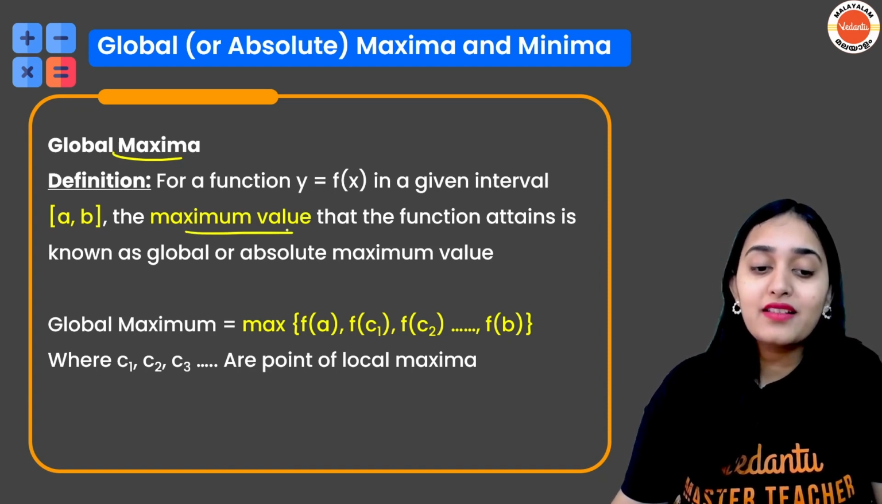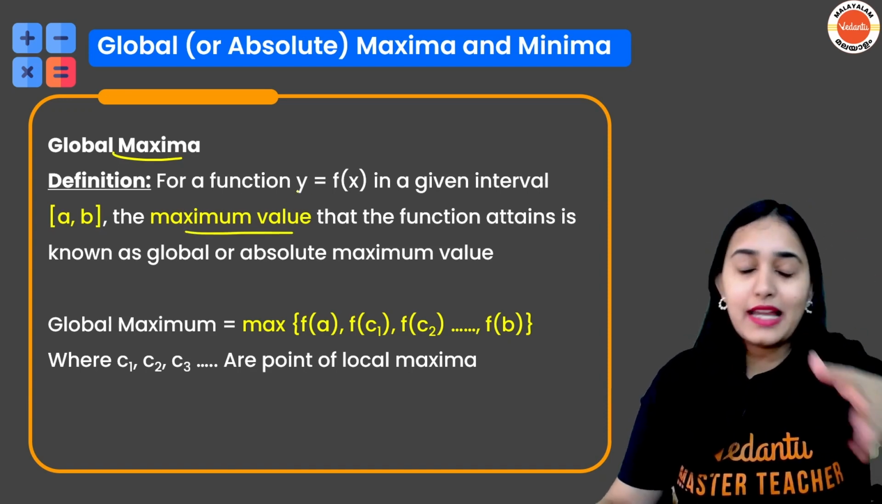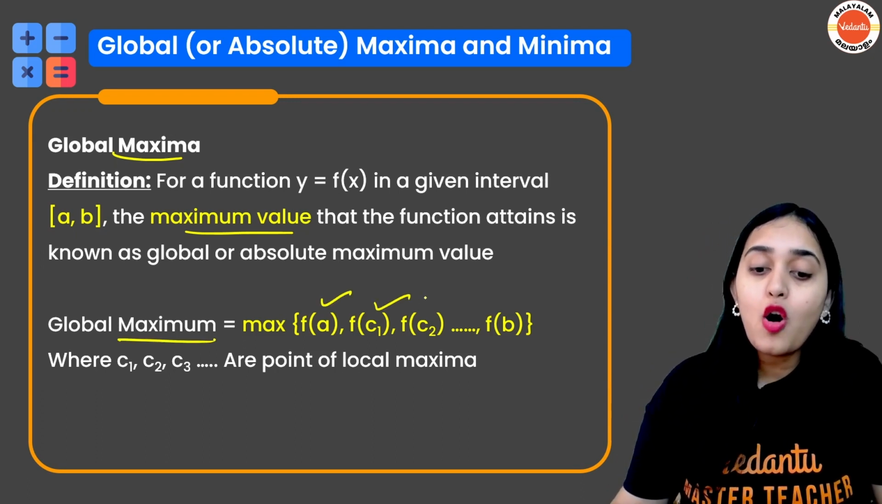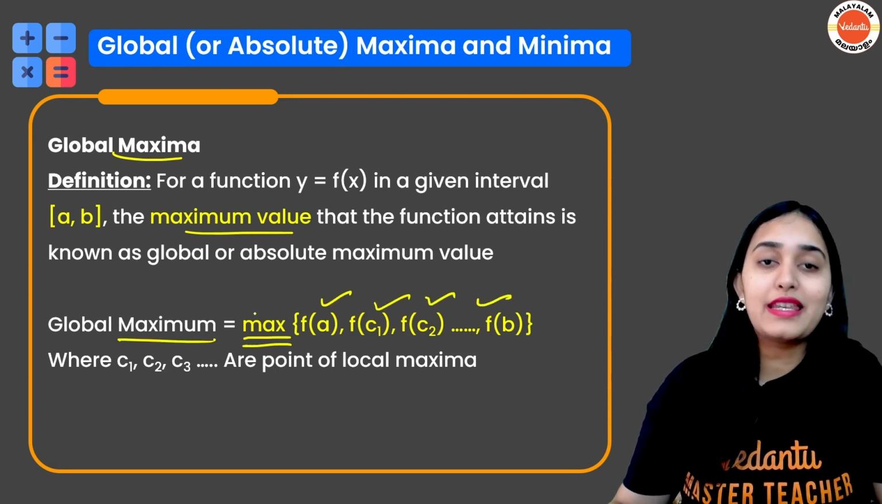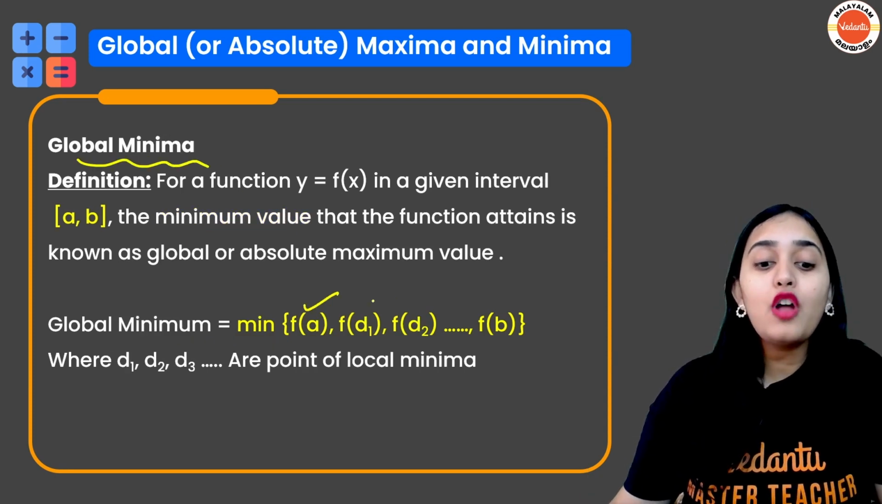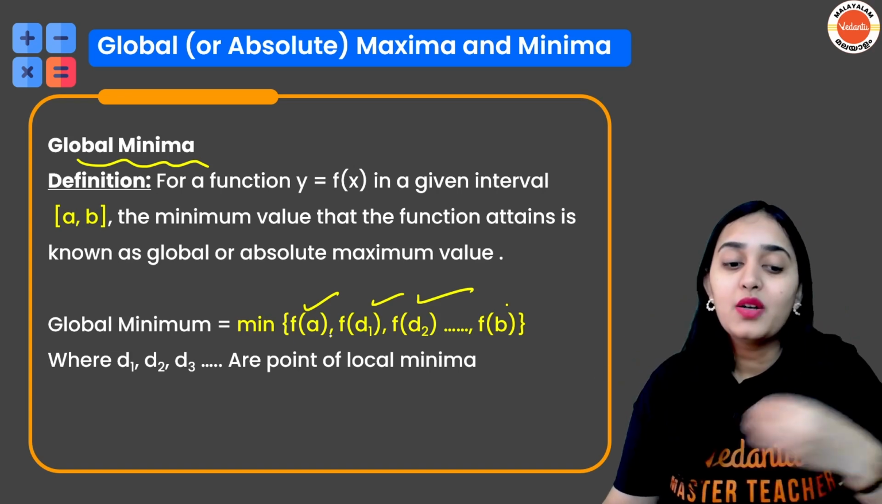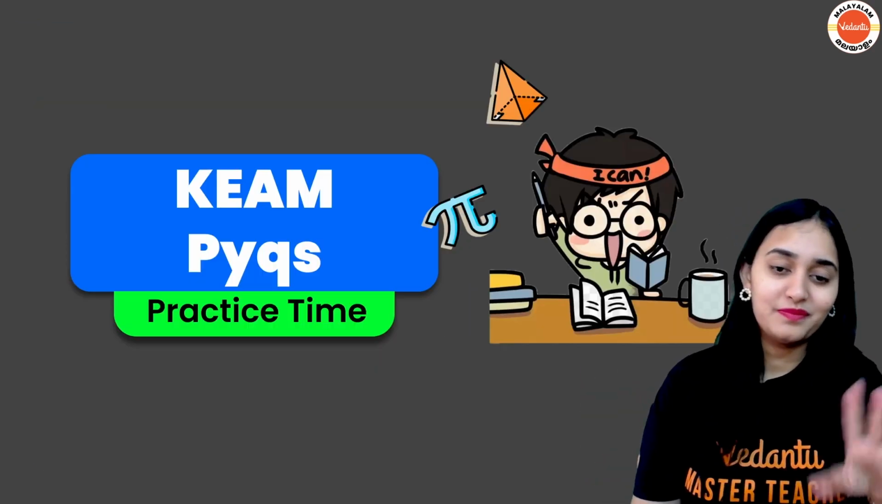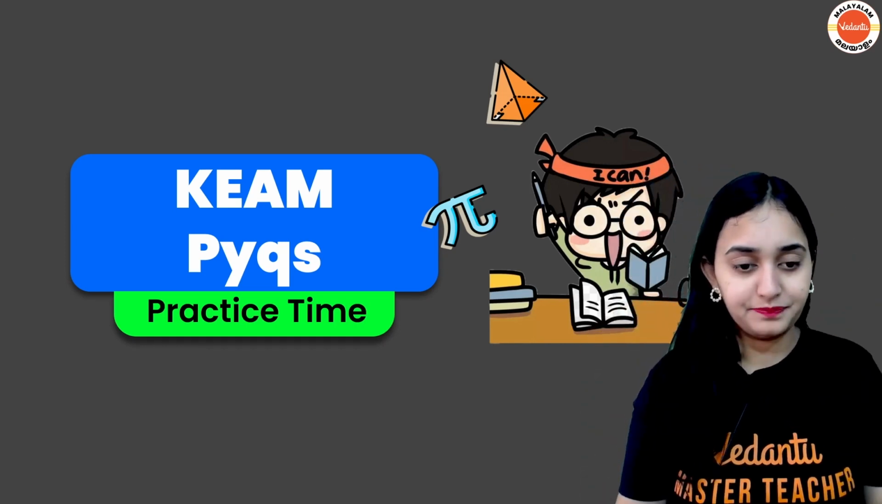So, what is a global maxima? If you have all the local maxima for the function, you compare them, and out of all the local maxima, the maximum value is the global maxima. Similarly, what is global minima? Out of all the local minima, the minimum value will be the global minima. Simple concept. Okay, let's do some more PYQs based on this concept.